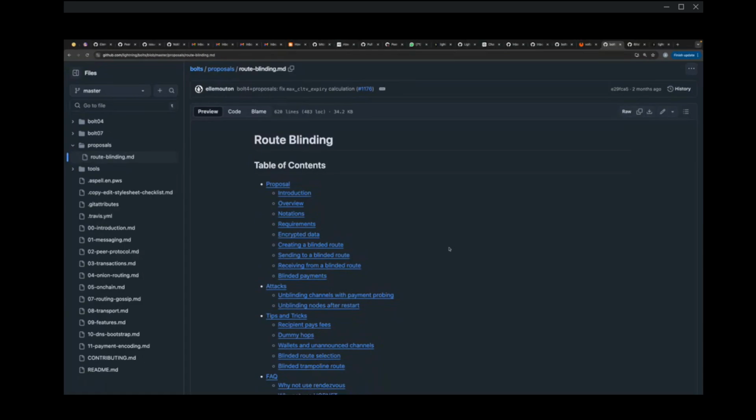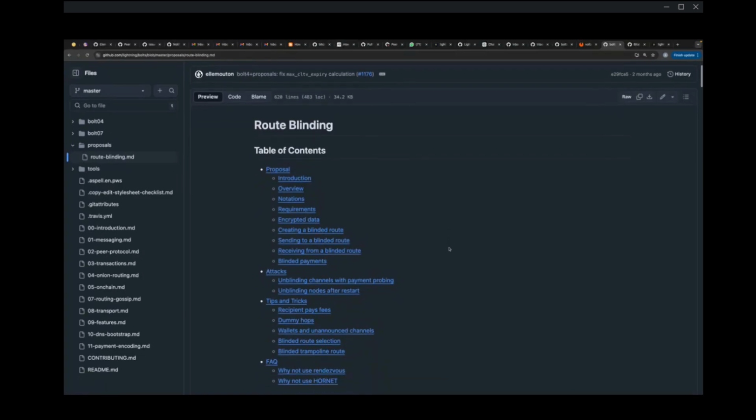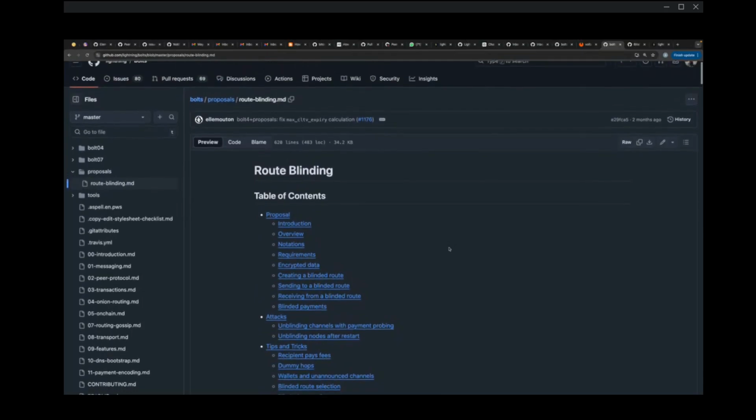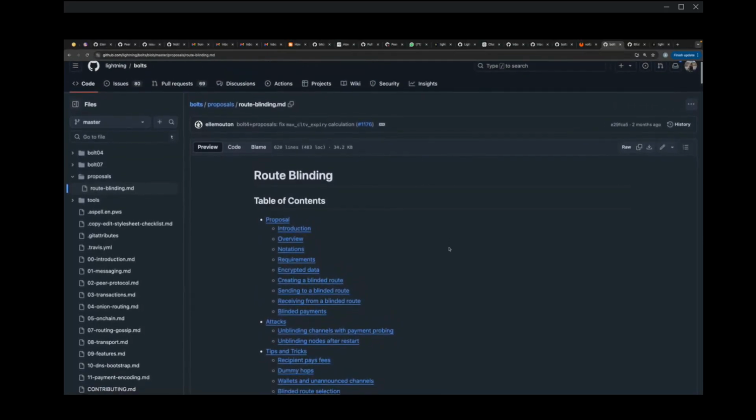Then L4 releases the pre-image to L3, L3 to L2, and L2 releases the pre-image to L1. And as soon as L1 gets the pre-image, L1 can be assured that the transaction is confirmed and the money went through.